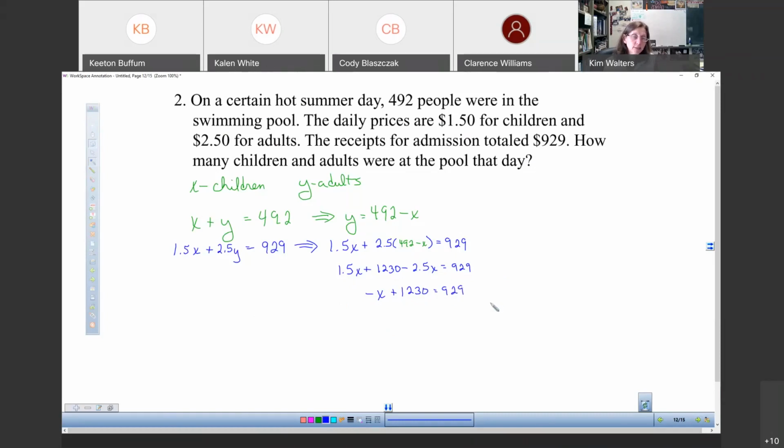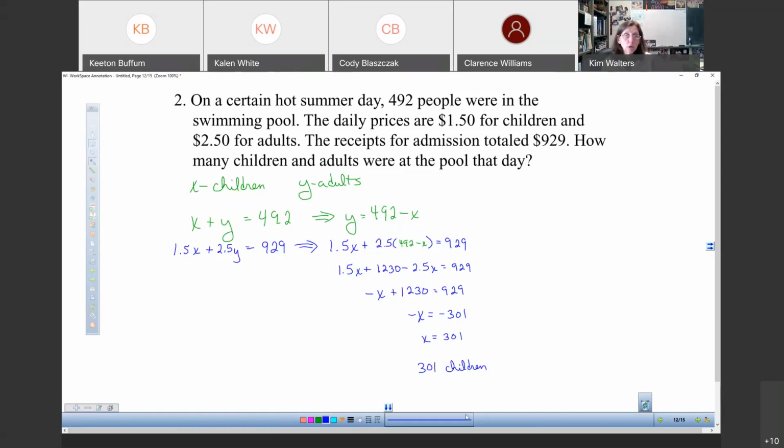If you don't get a negative, then we're going to have an issue, but I do, so I get a negative x is equal to negative 301. If both sides of this are not negative, we've got a problem, because as much as some people have negative attitudes, there are not negative numbers of people, okay? So positive x is equal to positive 301. Okay? So there are 301 children in the pool.